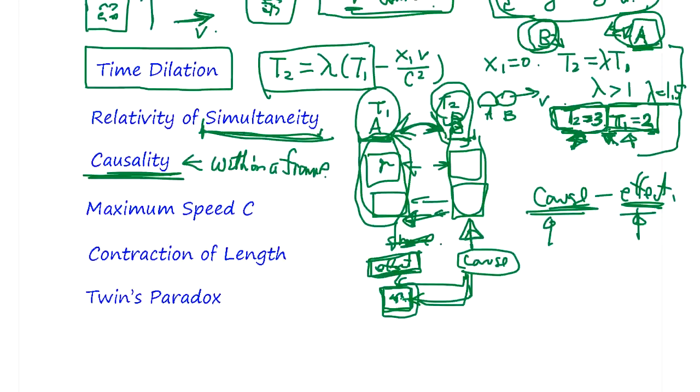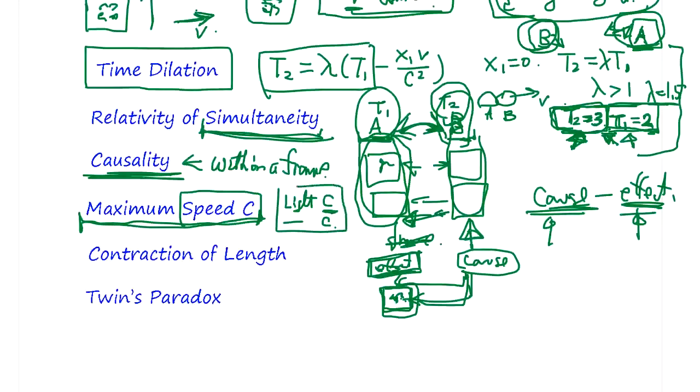And how about maximum speed? There's a maximum speed. People misunderstand that special relativity is all about light speed. No, it's all about maximum speed. Light happens to go at the maximum speed, and there are a few other particles that go at the maximum speed. It's not about the light, it's about maximum speed.